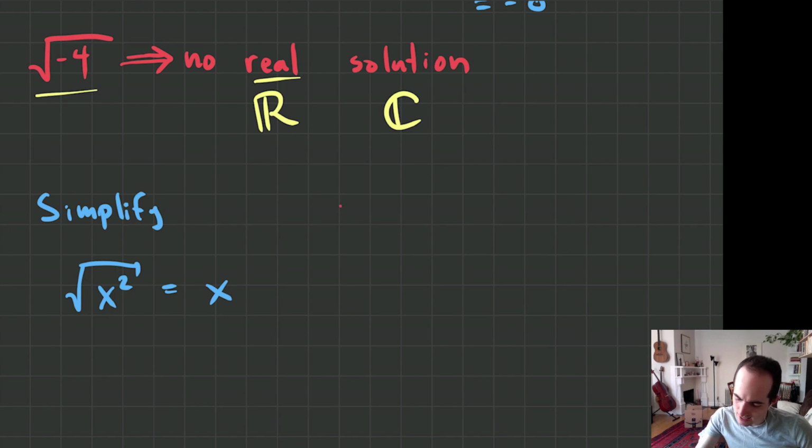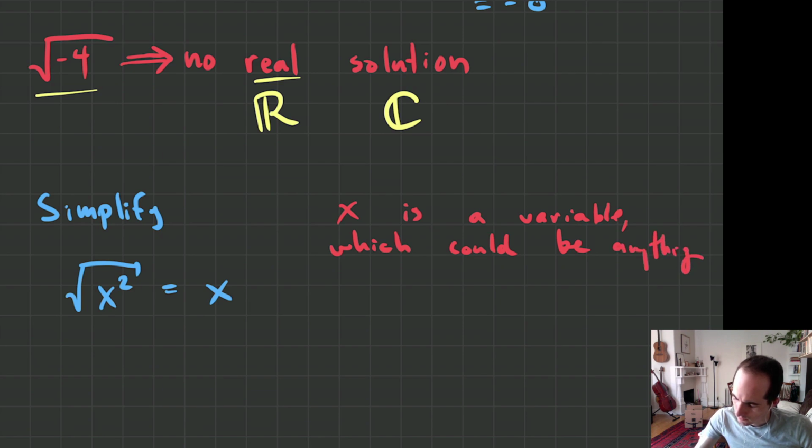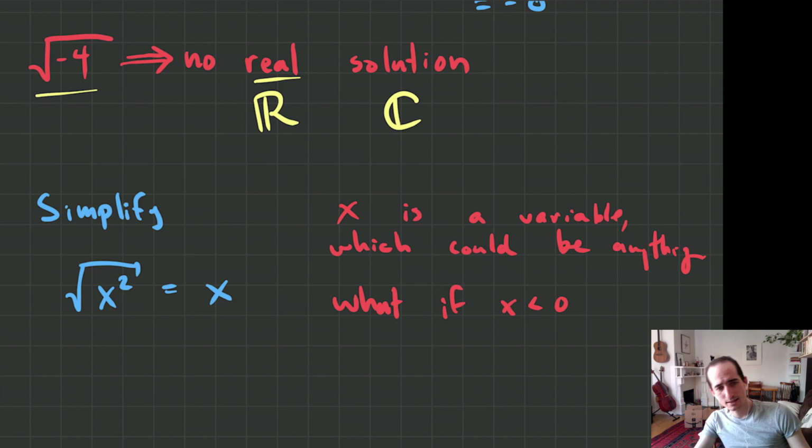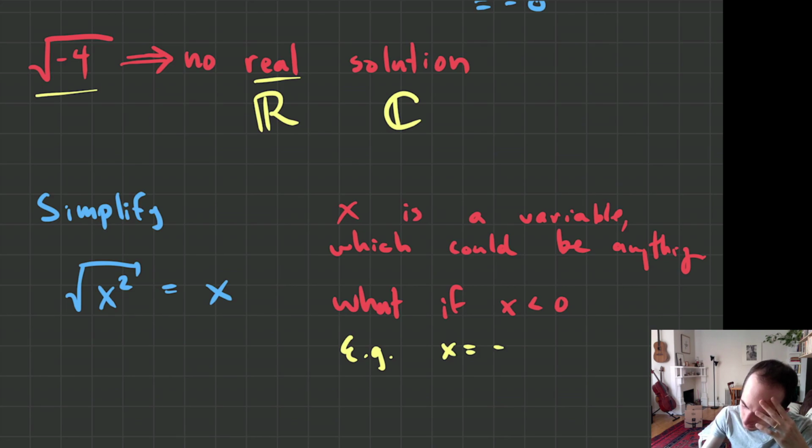So x is a variable, which can take on any value, right? That's the whole point of a variable, is that we don't know what it is. It could be anything. What if x is negative? Like, what if it's less than 0? Well, let's see what would happen in this case. Let's say, for example, that x was equal to negative 5.